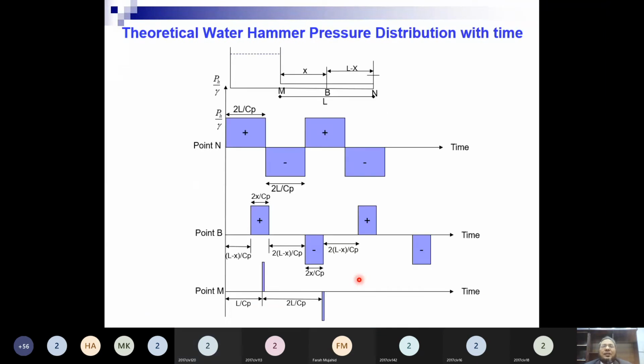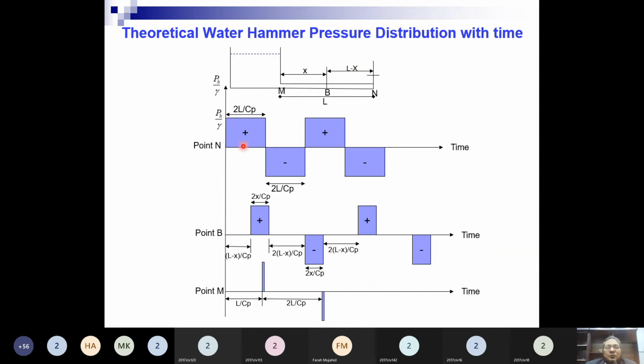Yes sir. All right. Now the same thing which we have studied, if we sketch the theoretical water hammer pressure distribution diagrams with time, तो वो हमें सारे point clear हो जाएंगे. Water hammer phenomena will further clarify. Now this is a reservoir and this is a pipeline, and this is point M, point B, point N. L is the total length of the pipe. Let's say the length of the pipe from point M to B is X, then this length would be L minus X. Is it okay?